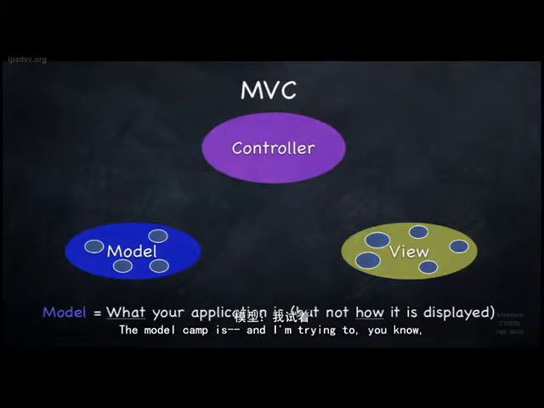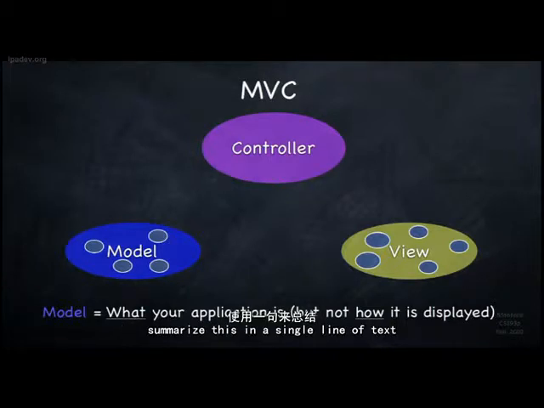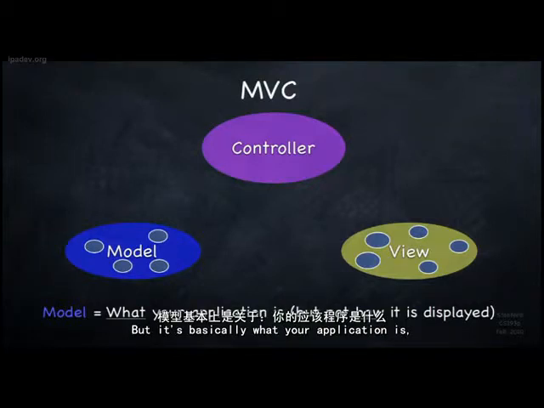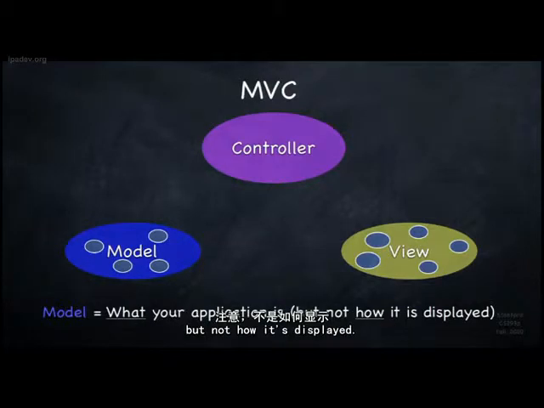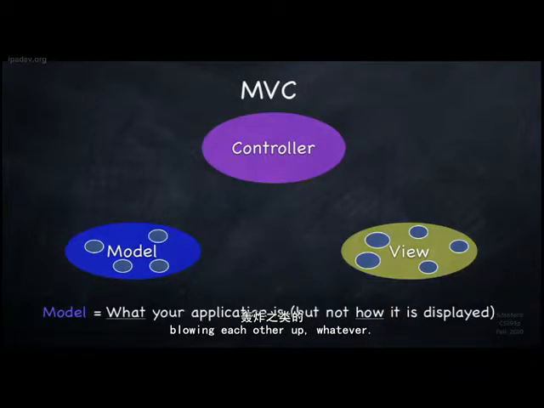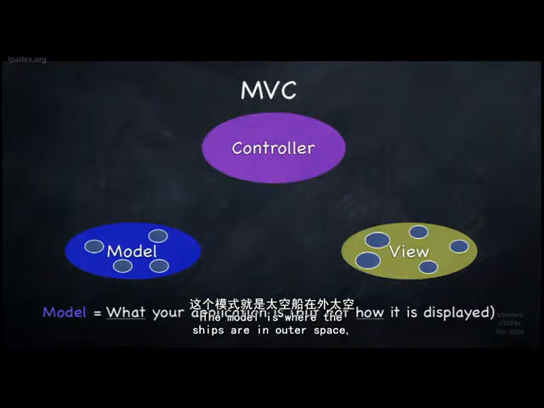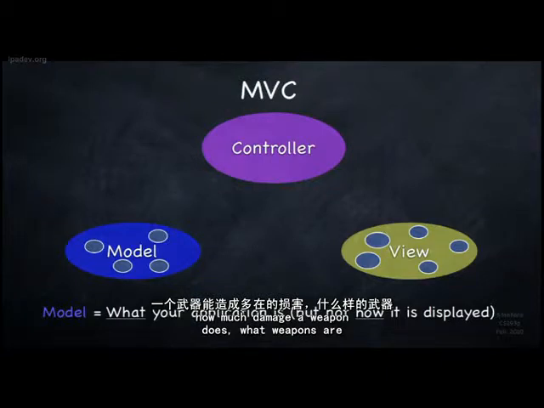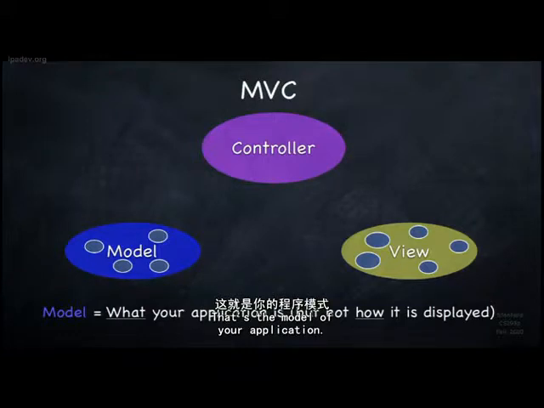The model camp is, and I'm trying to summarize this in a single line of text so that you have a tagline for it, but it's basically what your application is, but not how it's displayed. So I'm going to use an example. You're building a video game, right? Shoot 'em up space game, let's say, ships firing at each other, blowing each other up, whatever. The model is where the ships are in outer space, how much damage a weapon does, what weapons are on a particular ship, the health of that ship, let's say. That's the model of your application.